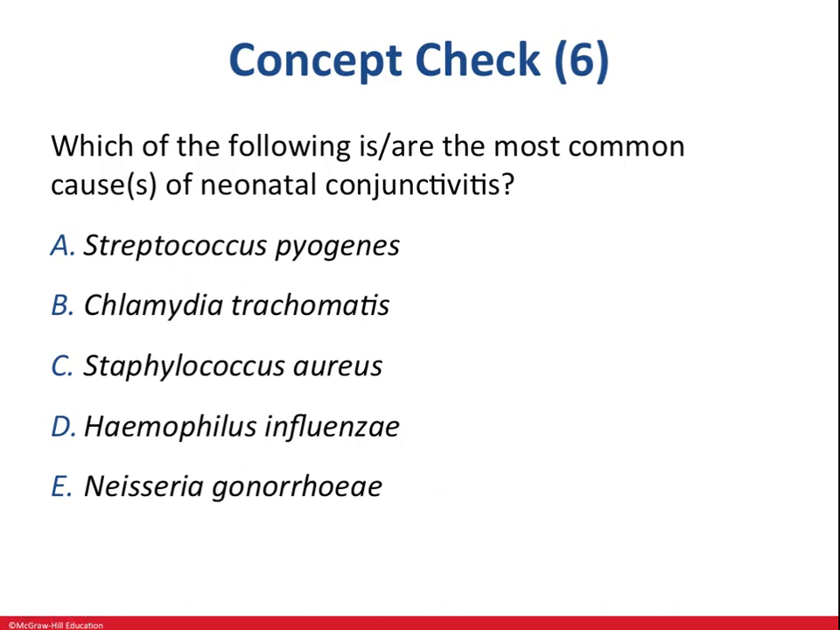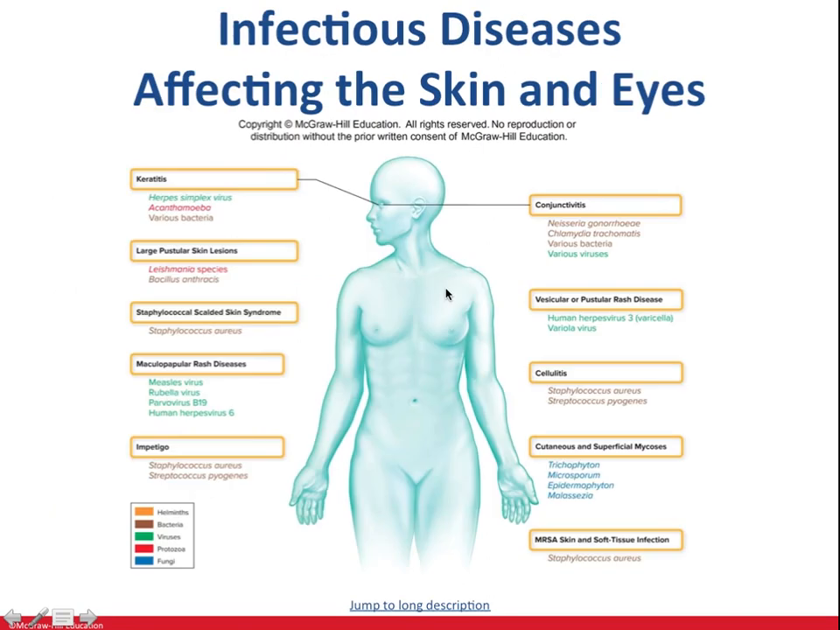Now let's work on this question. Which of the following is the most common cause of neonatal conjunctivitis? I give you 5 seconds. 1, 2, 3, 4, 5. Yes, the correct answer is Chlamydia trachomatis, because chlamydia is very widely infecting people. Many people have chlamydia.